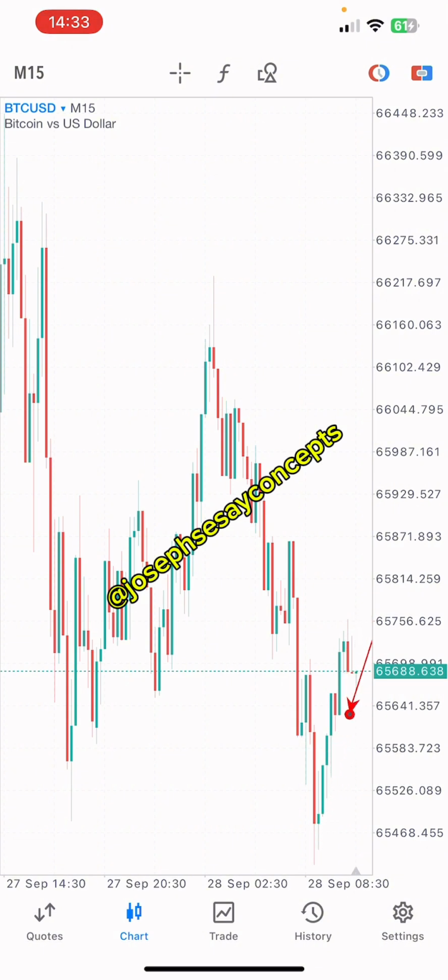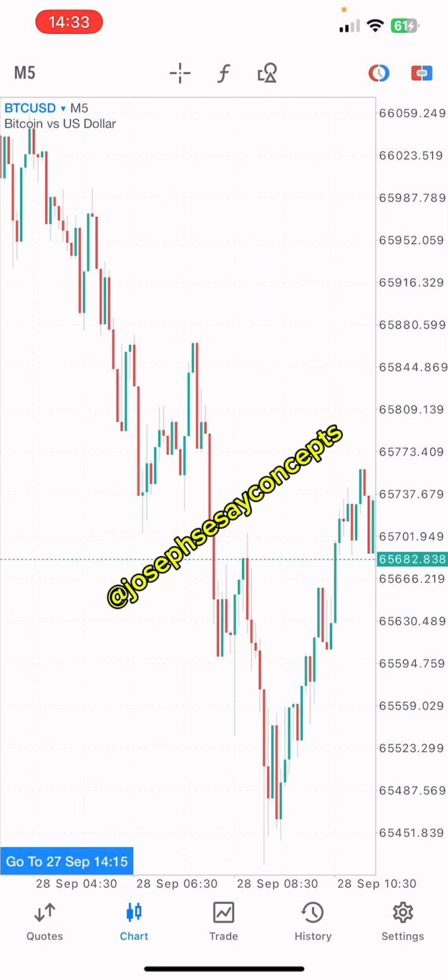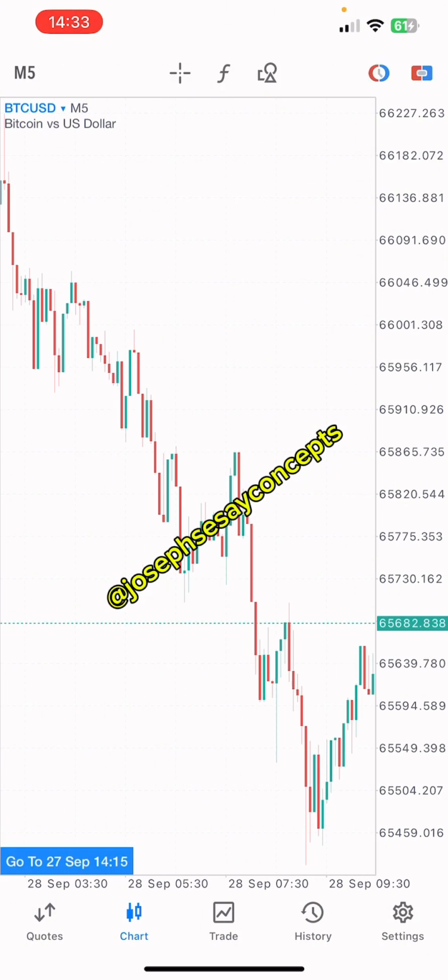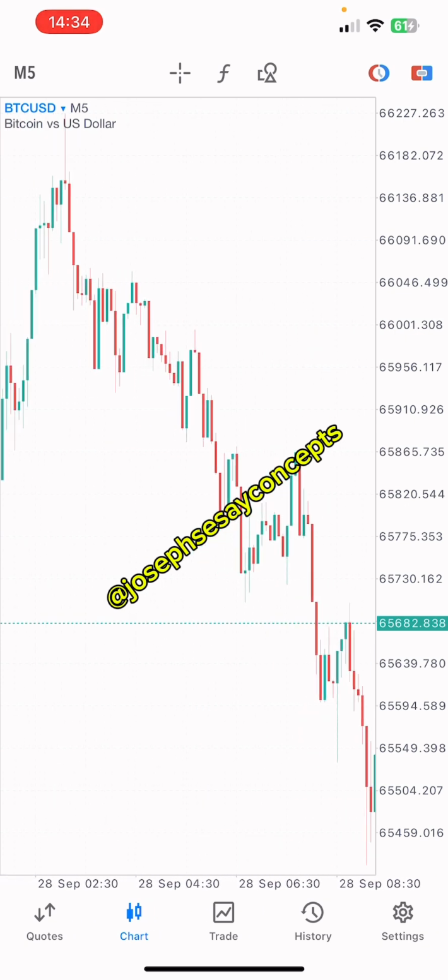If the sellers came in and pushed the price all the way to break our previous low, it means we are now in a bearish trend. So that is a bearish market structure. Now, you can basically see from the higher time frame, which is the H4, the market was selling.